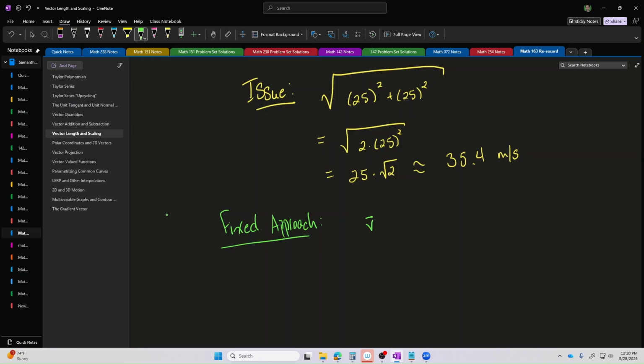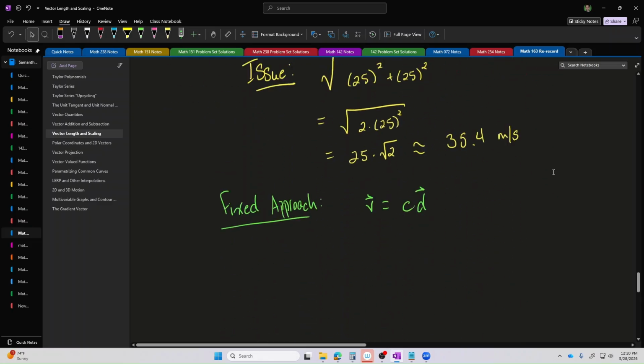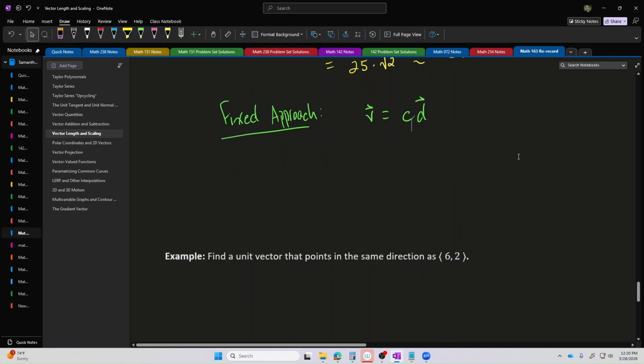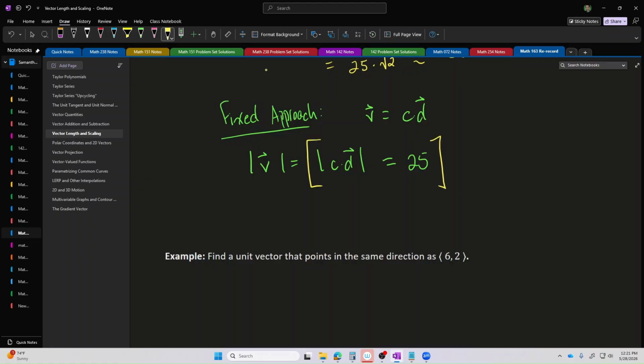I do want to create the velocity vector by scaling the direction vector by some number. But it's not going to work if I just scale the direction vector by 25. Instead, let's take the magnitude of both sides of this equation and recognize that I need the velocity vector to have a magnitude of 25 in the end. So let's try and solve this equation for the correct value of c.